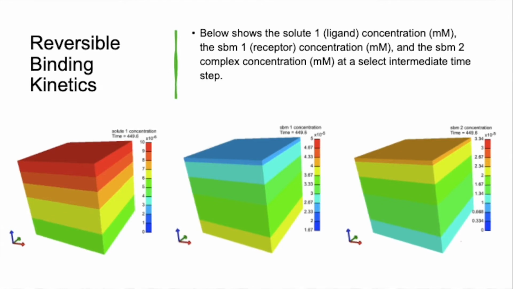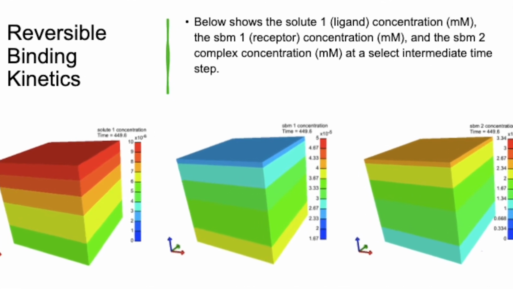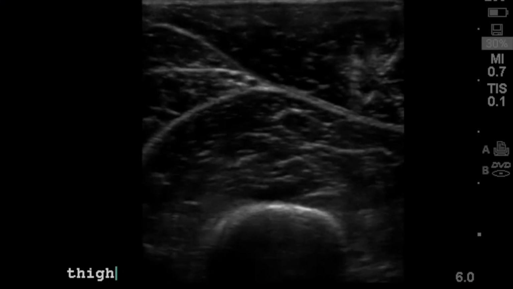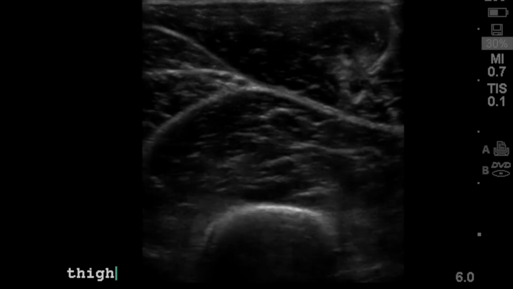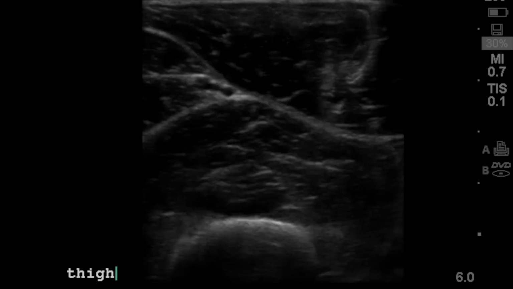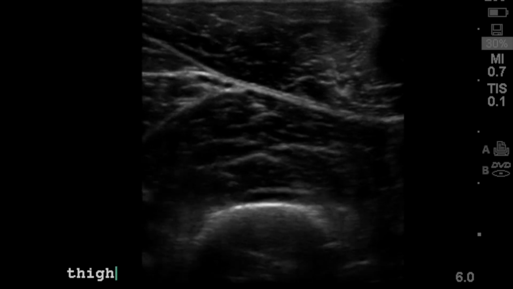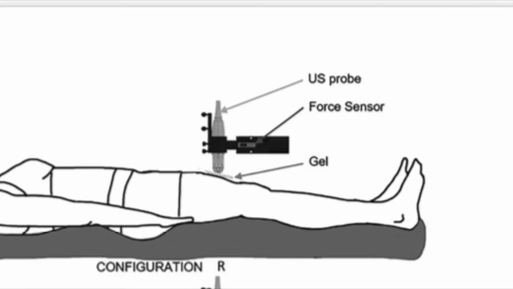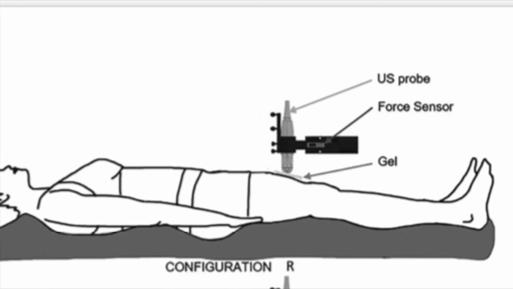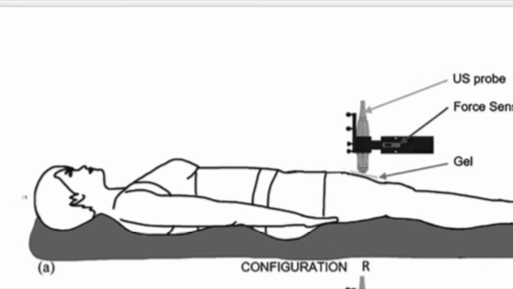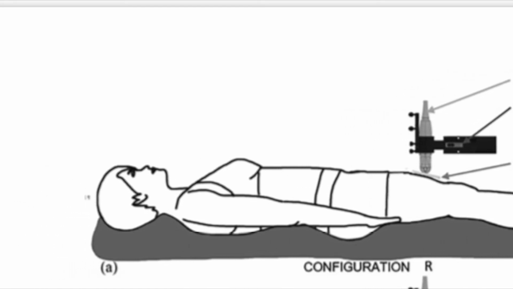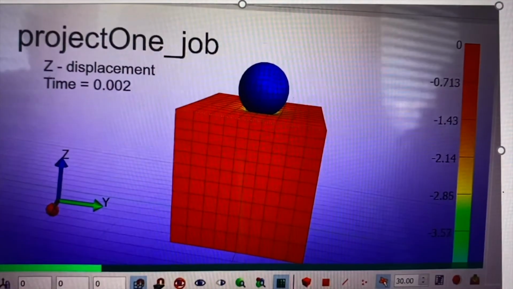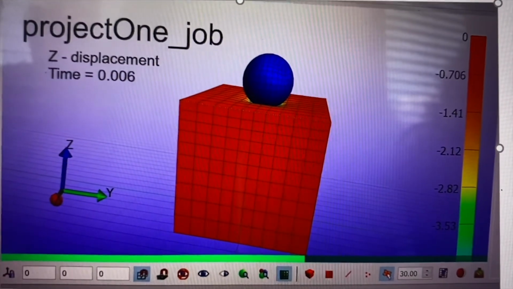After gaining experience in FEBio, I could now start to model the data Scott provided me. Ultrasounds were sent to me from Scott, like the one shown. As demonstrated in configuration R, the subject is in a relaxed state and the compressions are applied on the anterior mid-thigh. I could now make a 3D finite element model for the subject based on the ultrasound.